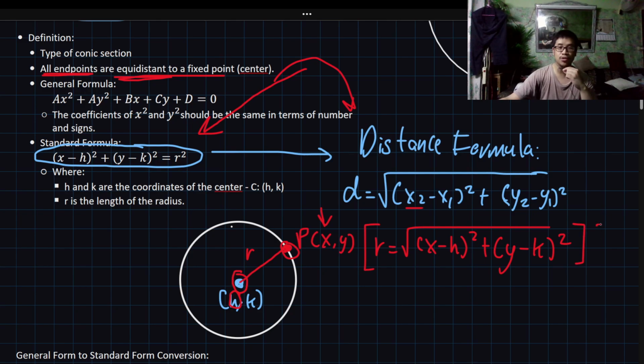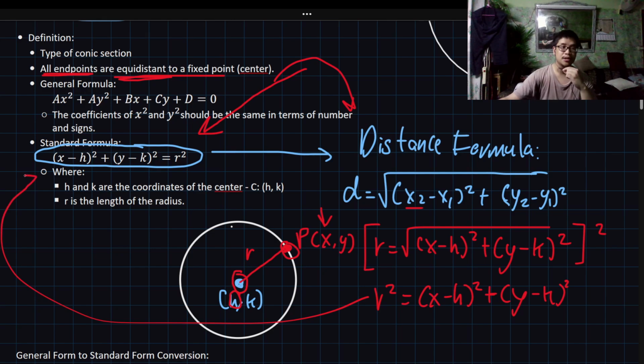Then here's the thing. We square both sides. We will have r squared is equal to the square of x minus h plus the square of y minus k. Hence the standard formula. So it is in fact derived from the distance formula.